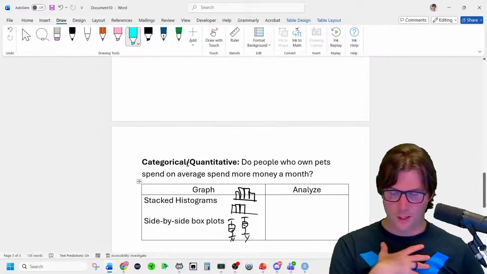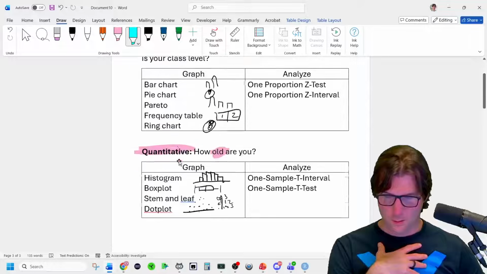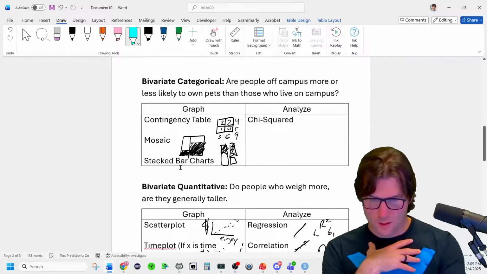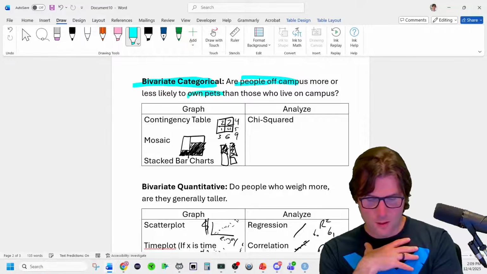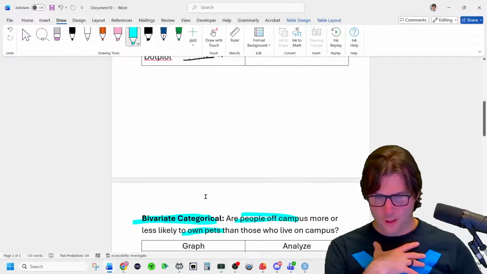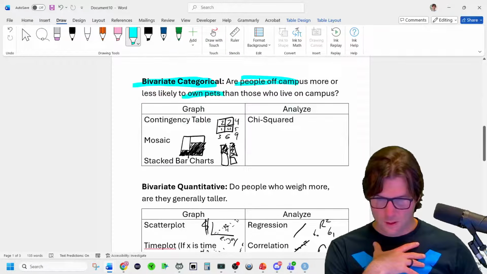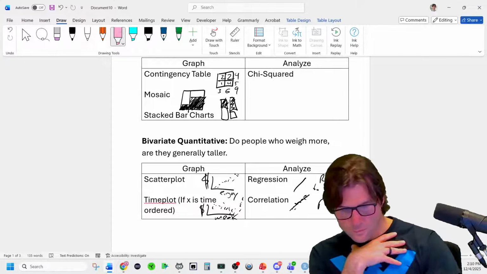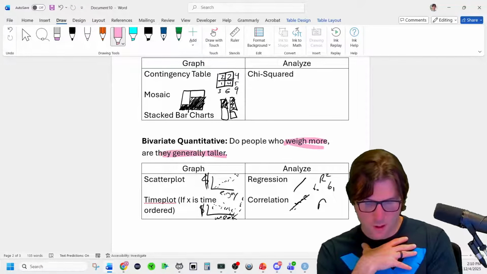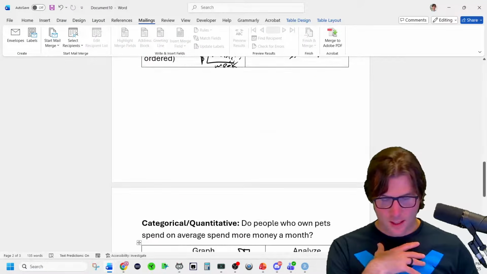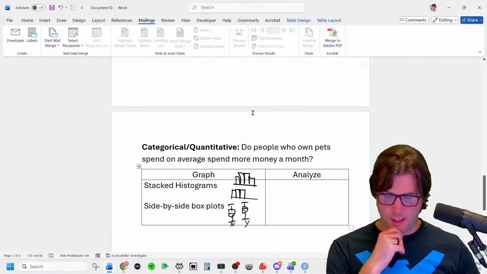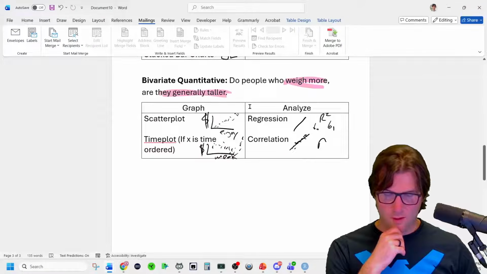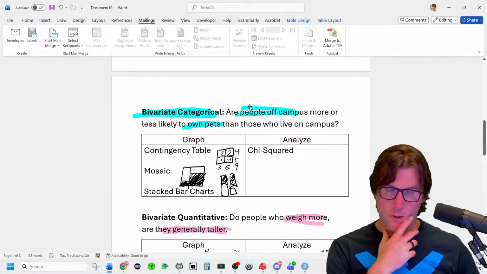So what color did we do? We stopped shading these. Bivariate categorical should be this. Bivariate categorical means you have, like, on or off campus and do you own a pet. Bivariate quantitative, we did the other color. Do you weigh more? Are you generally taller? Height and weight. Not the chi-squared. Good guess, though. The chi-squared is bivariate categorical. So bivariate categorical is chi-squared right there.